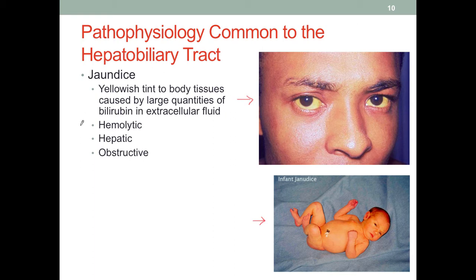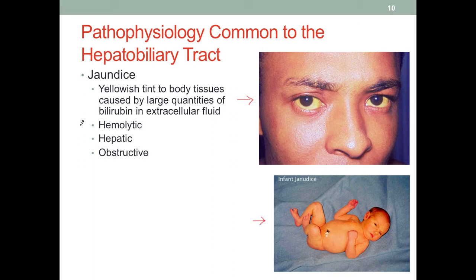And a third cause is obstruction. For example, if someone has a gallstone that blocks the flow of bile into the duodenum, then eventually the liver will not be able to dispose of bilirubin as bile pigment. Therefore, things will continue to back up, and eventually it will end up in the blood, causing jaundice.